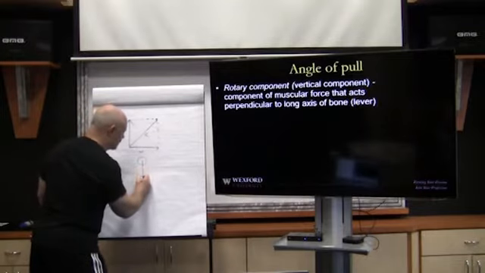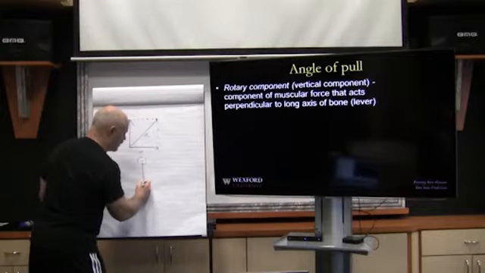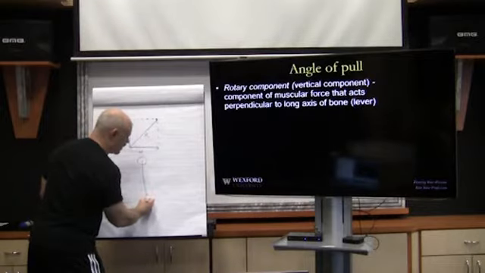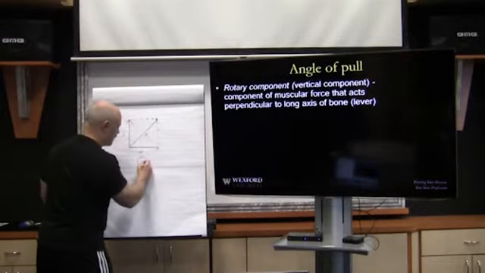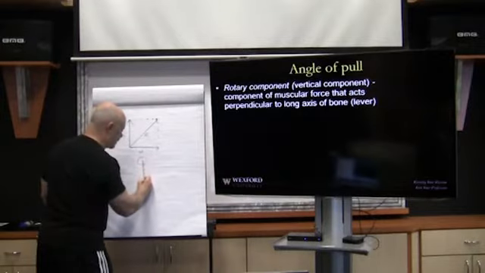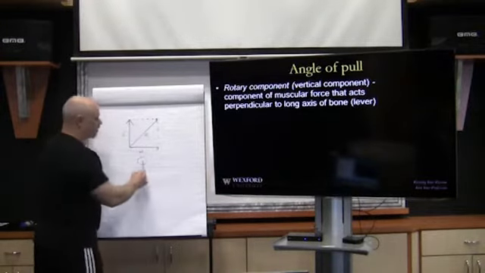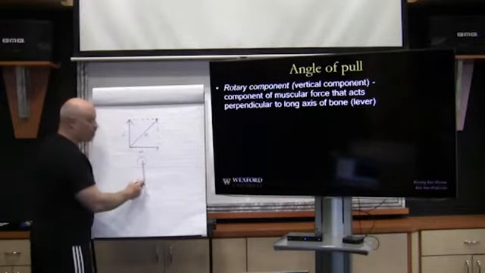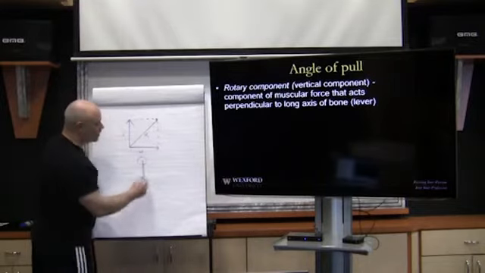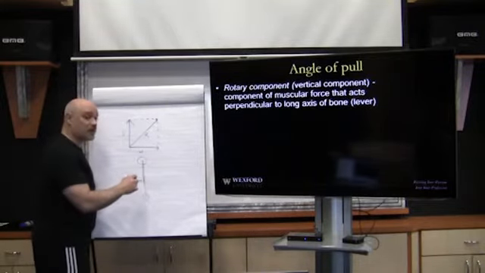Let's look at the shoulder joint. Here's the shoulder joint, here's the upper arm, here's the elbow, here's the lower arm, and here's the hand holding a weight. The muscle will attach across the joint, and if we look at the angle of pull here, when the arm is straight down, that angle of pull is almost zero.